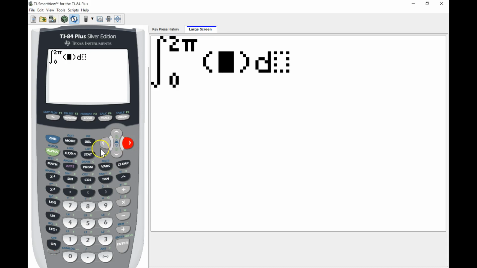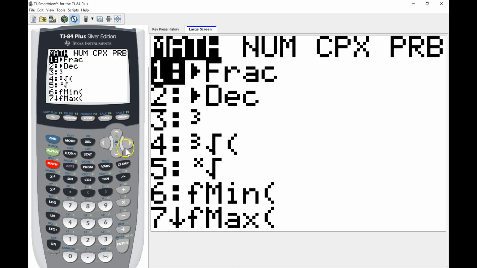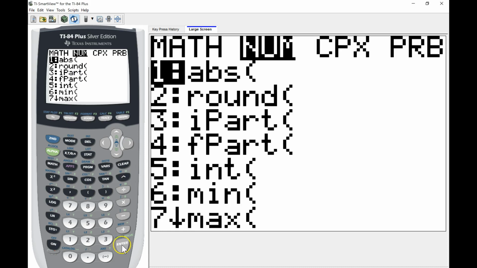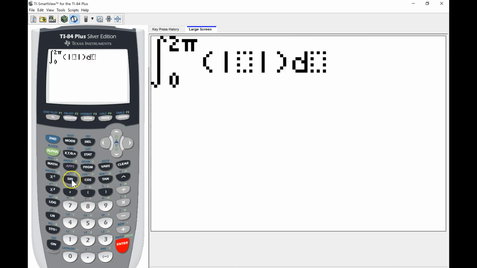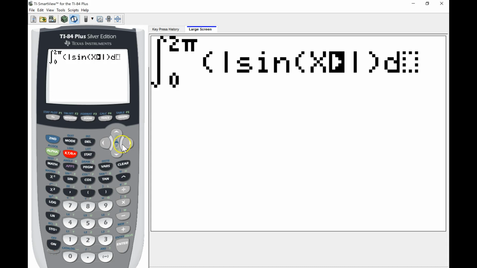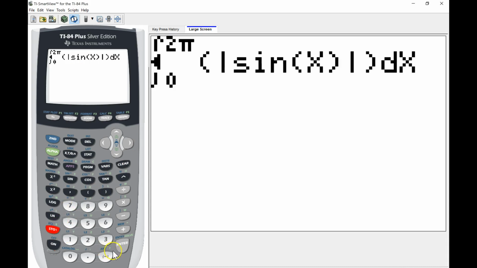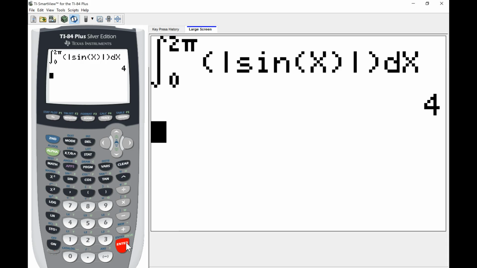Okay? And then here, math, number, absolute. That's absolute value. You can also do it with the window. Sine of x, and then dx. You have to be in radian when you're doing 0 to 2 pi. Uh-oh. We should not have gotten 4.